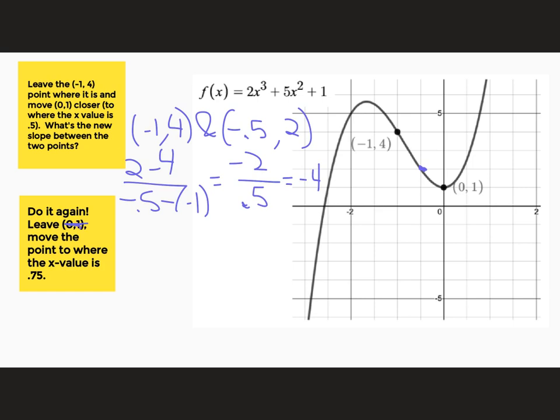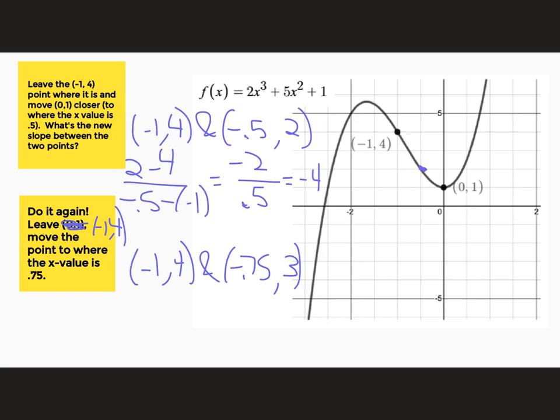Leave, oops, that's a typo. That should be leave negative 1, 4. And move the point to where the x value is negative 0.75. So we're going to have negative 1, 4 and negative 0.75, comma. That's going to be harder to pick off, so feel free to do that calculation. And I got 2.969, whatever. I'm going to call that 3, just to make the calculations easier. I'm just being lazy. If you have a calculator on you, do it more specifically.